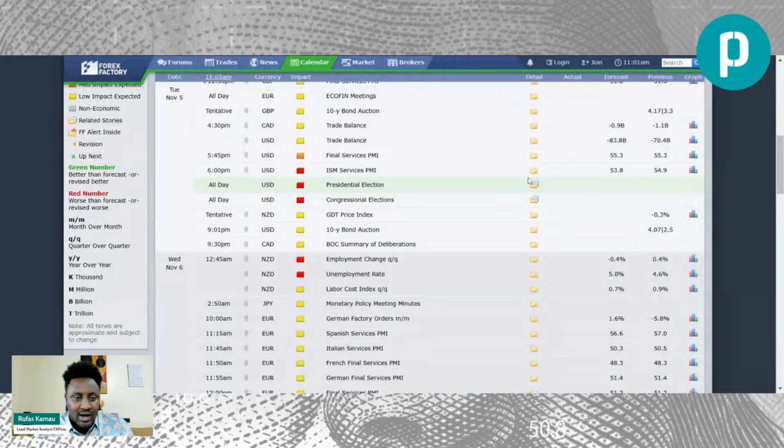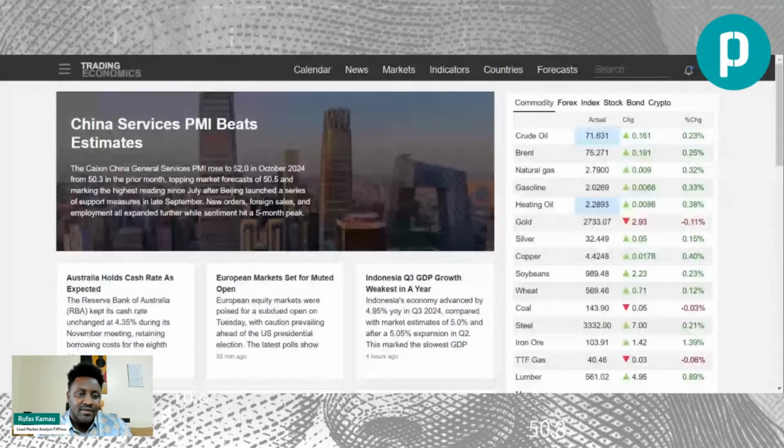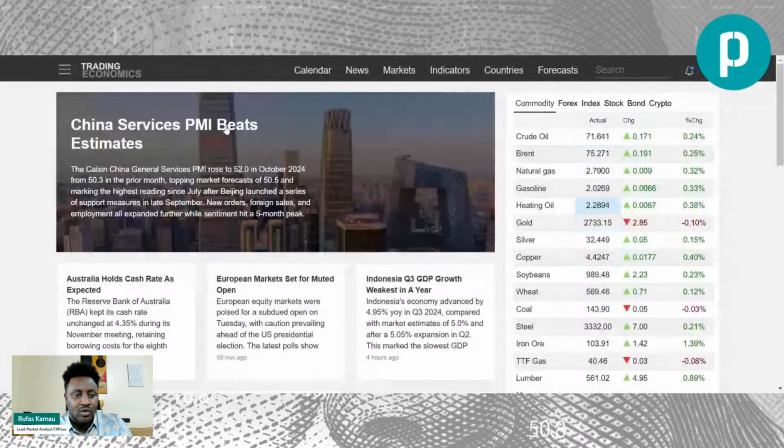So besides that, on other economic news, China services PMI beats estimates, so indicating that China's service sector is improving better than expected. So in this case, it rose to 52.0, growing further into expansion territory, up from 50.3 in the prior month. So this topped the market forecast of 50.5 and marking the highest reading since July, after Beijing launched a series of support measures in late September.